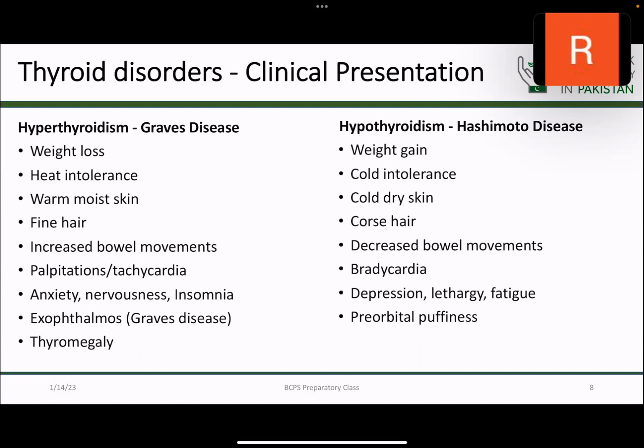For example, in hyperthyroid state, all the metabolism of the body is increased. So you will see that every clinical presentation here is a result of increased metabolism. For example, weight loss, heat intolerance, warm and moist skin, fine hair on the body, increased bowel movements, palpitations, tachycardia, anxiety, nervousness, insomnia, exophthalmos, and thyromegaly.